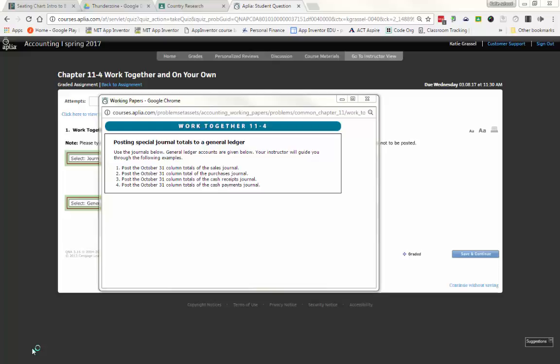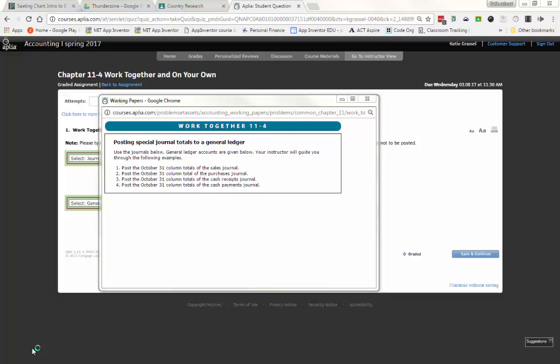In 11.1, we learned about posting to accounts payable. 11.2 was posting to accounts receivable. 11.3 was posting to our general ledger, and now 11.4 is taking a look at what we do for totals. You will always post totals at the end of the month. The numbers we have at the end of the month are very important.